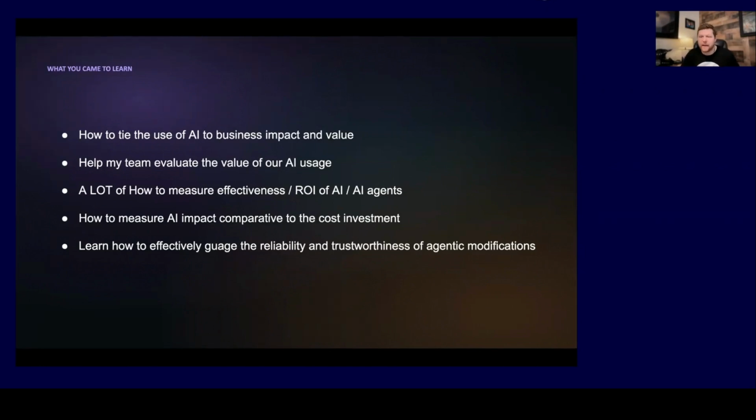So, we heard things like, hey, we want to learn how to tie the use of AI to business impact and value. Certainly top of mind. Others said we want to help the team evaluate the value of our AI usage. Many of you are looking at how to effectively measure the ROI of AI and AI agents, and how to measure the AI impact comparative to the cost. Cost is becoming such a top of mind topic right now, so we're going to be diving into that. And also learn how to effectively gauge the reliability and trustworthiness of agentic coding.